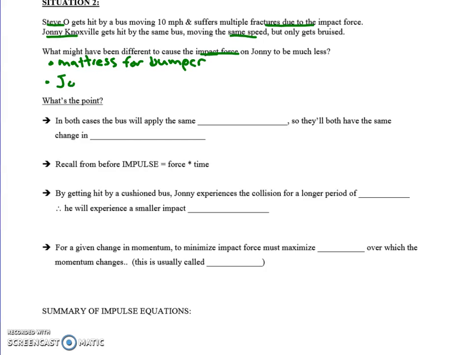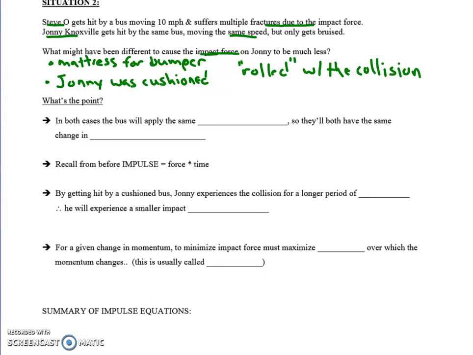Or Johnny was cushioned. In other words, he was surrounded by a bunch of cushion so that when the bus collided with him, he didn't feel as much impact force. Maybe he rolled with the collision. Okay, and that's a very important technique. If you ever fall, let's say while skiing, you don't just stiffen up, you roll with it, and the idea is you change your momentum over a greater period of time, and that means you have less force.